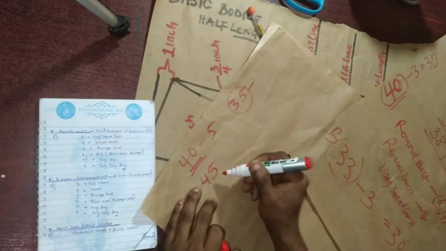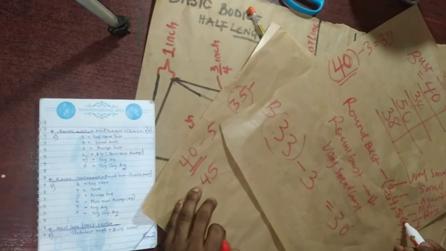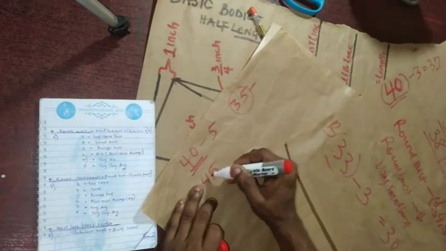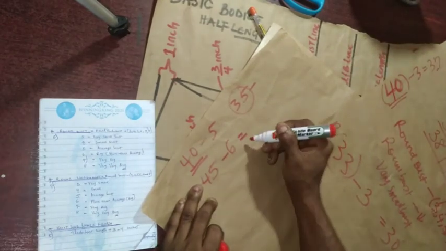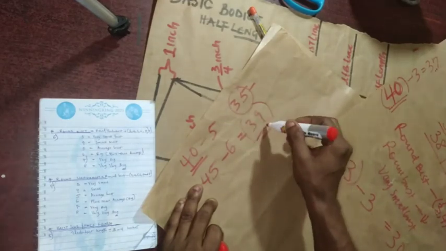Now, for someone who has a big bust, let's say 45, and you want to get the round under bust. Remember I told you guys, big bust is 6 inches. So all you are going to do is 45 minus 6, which will give you 39. Means that the round under bust is 39.